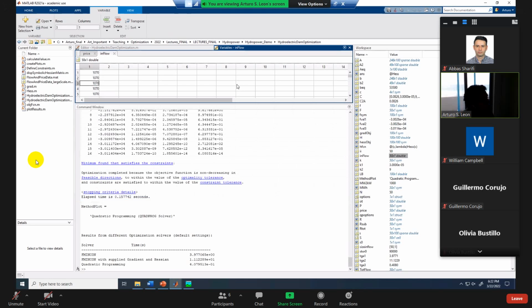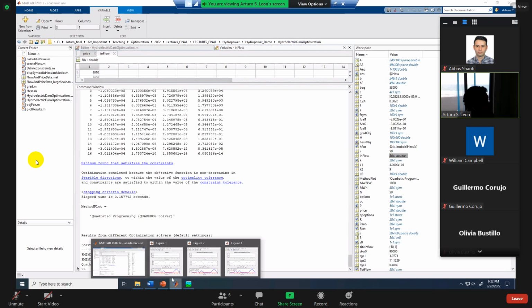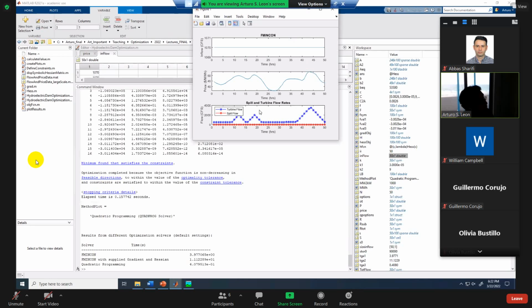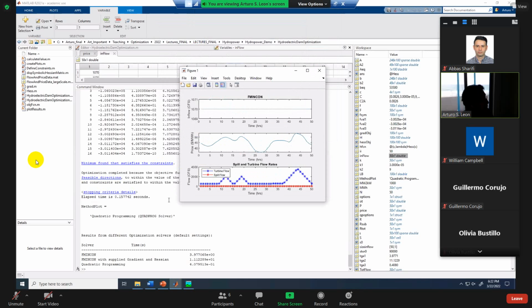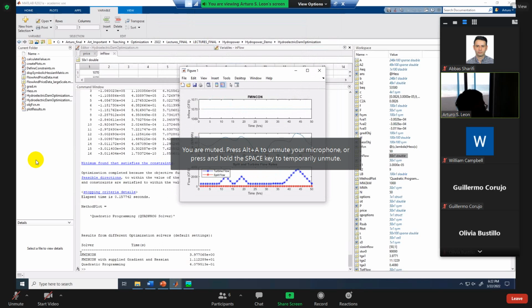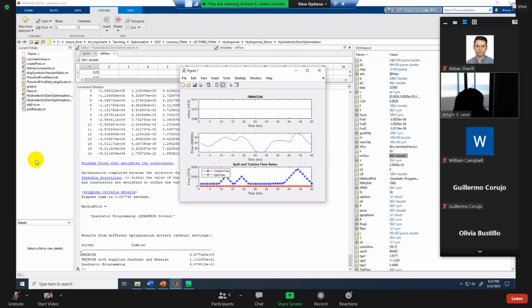So now, guys, we are using three methods. Sorry. The first figure corresponds to this one. We are using an optimization algorithm called fmincon. The second one is fmincon, but we are providing the gradient and the Hessian. So basically, we are giving to the model the first derivative and the second derivative, right? And then the third one, guys, is quadratic programming.